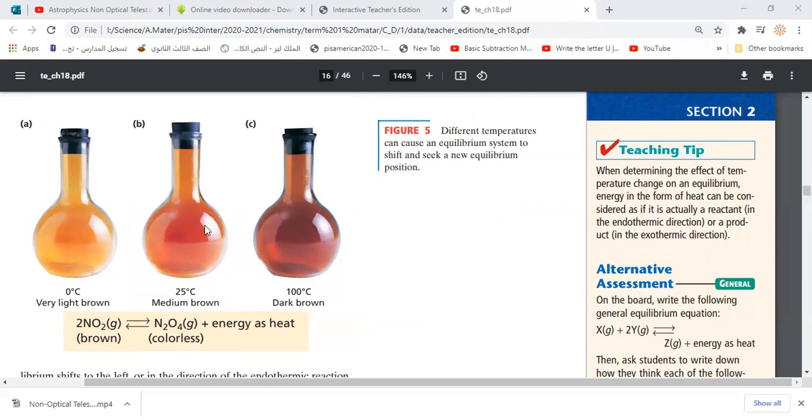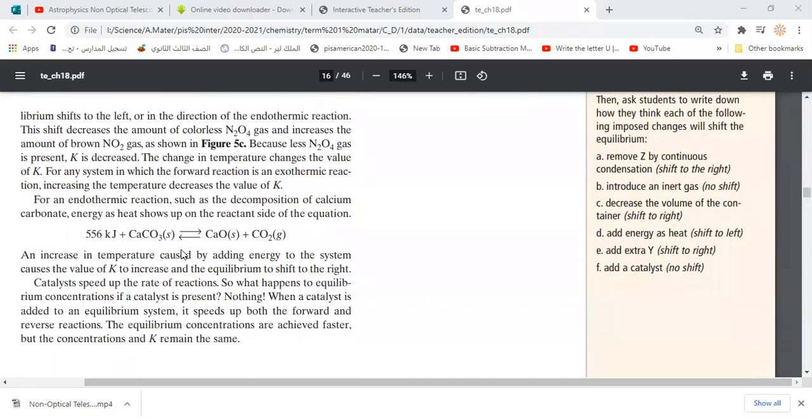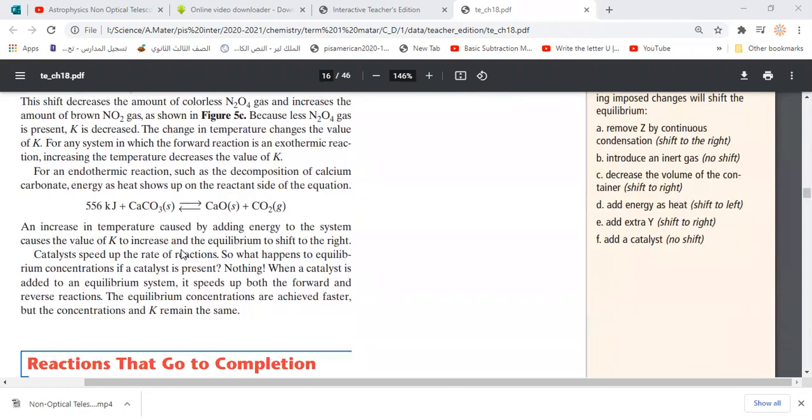While in the medium, around 25 degrees, which is the normal situation, the normal equilibrium happened. In that case, we could find that the concentration of nitrogen dioxide is somewhat equal to the concentration of dinitrogen tetraoxide. So here we present how the different conditions could shift the equilibrium reaction.